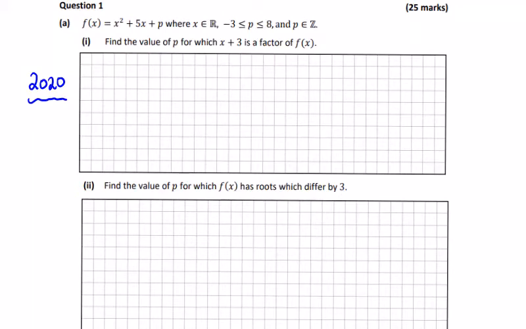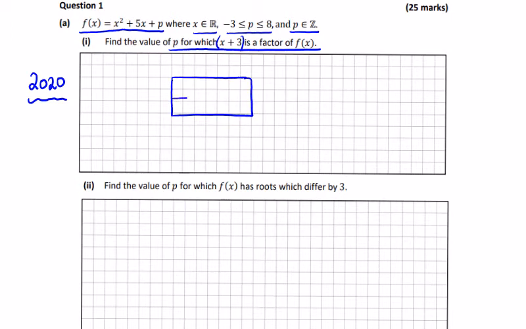2020 question 1. We're told f of x is equal to x squared plus 5x plus p, and we're told that x is a real number and p is between minus 3 and plus 8. P is an integer. Find the value of p for which x plus 3 is a factor of f of x. So I think the best way to do this, if you've used the box method for cubics, you can apply the same method when you're dealing with quadratics here.